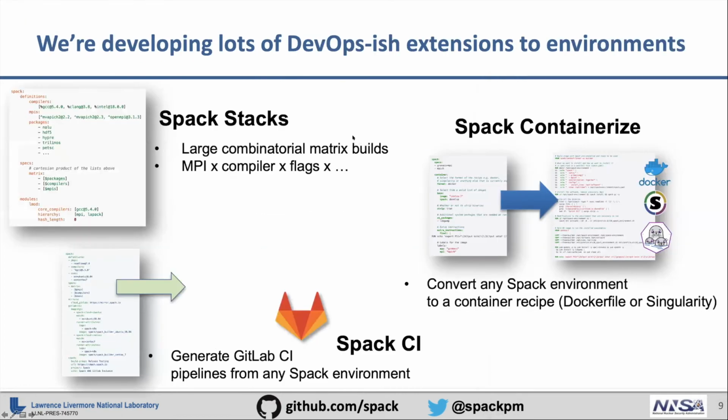So we've built features on top of this environments feature. We have something called Spack stacks, which I think you'll hear maybe a little bit about in the Georgia presentation, to build combinatorial stacks. You can say, I want these compilers, these MPIs, and these packages, and we will build the cross product of those things. We will build things in combinatorial ways. You can also do things like say, I want to build all these packages, both static and shared, or with some other build option, or with different combinations of flags. It's very easy to build a giant matrix of things.